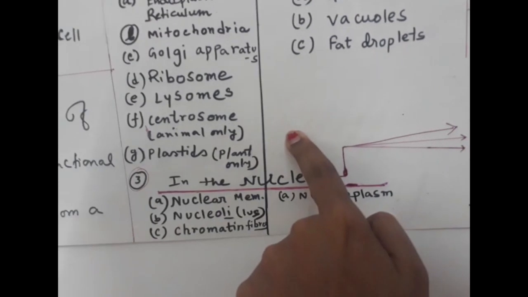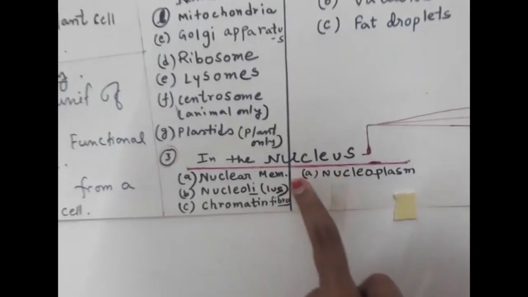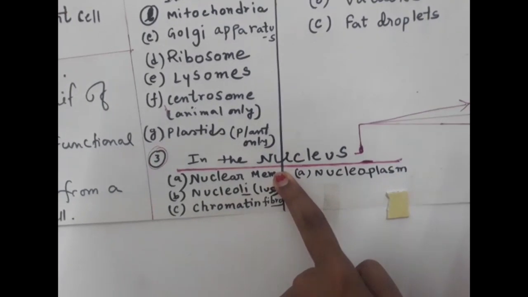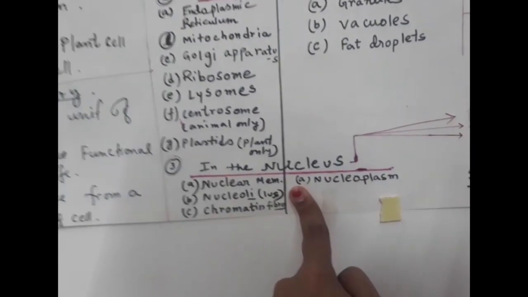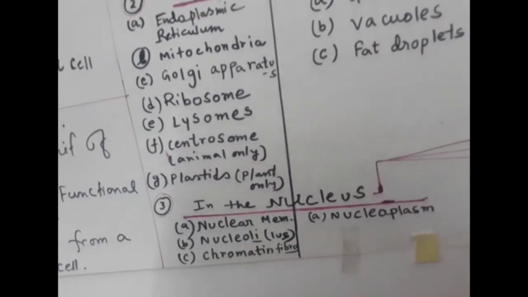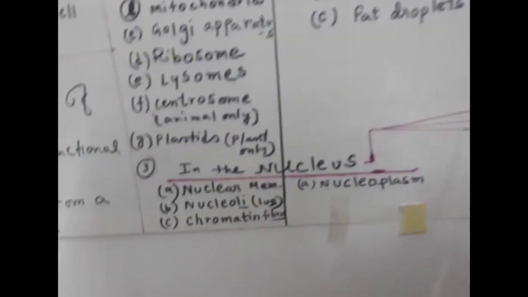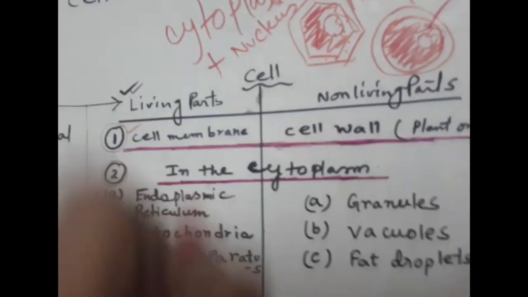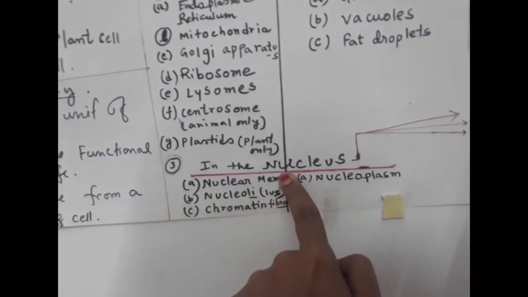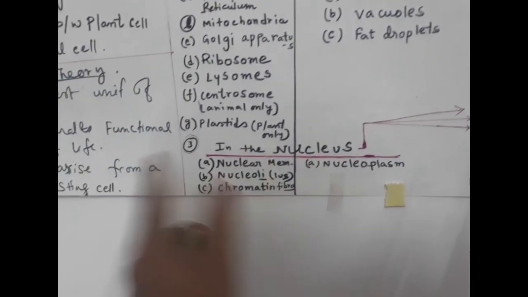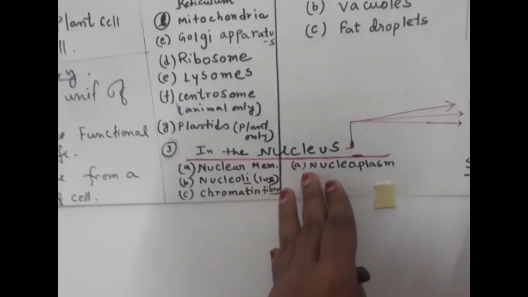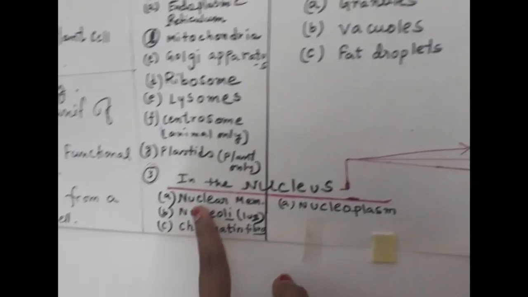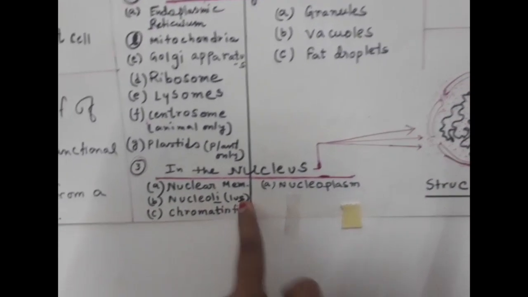Next, apart from the cytoplasm, there is another part, that is the nucleus. The nucleus is the brain of our cell. Like our brain helps us do every work, the nucleus does every work of a cell. So the nucleus is what we call the brain of a cell. And the nucleus has 4 basic parts. Number 1, nuclear membrane. Number 2, nucleolus. Number 3, chromatin fibers, and nucleoplasm.